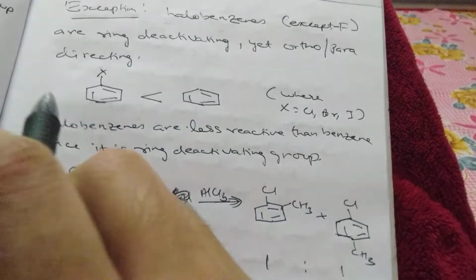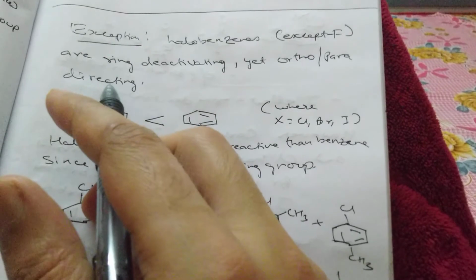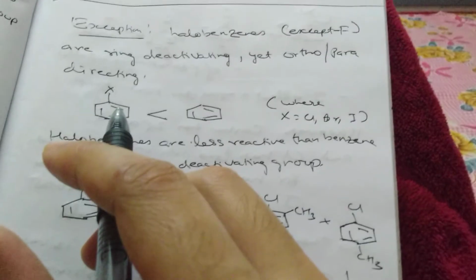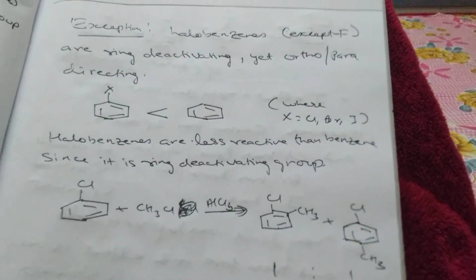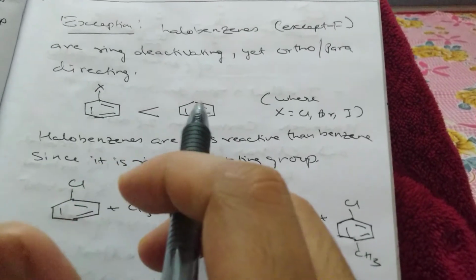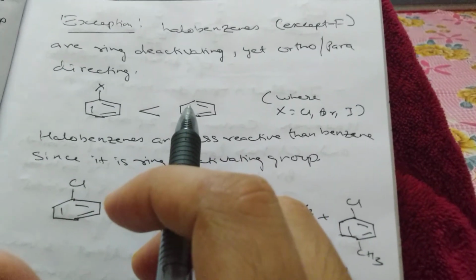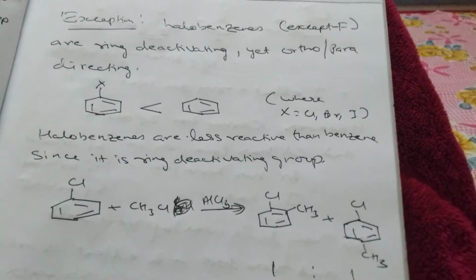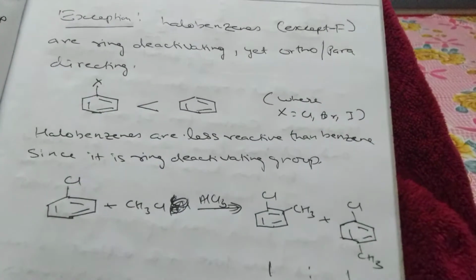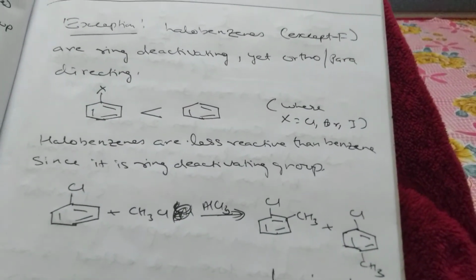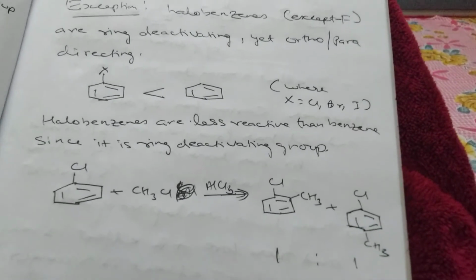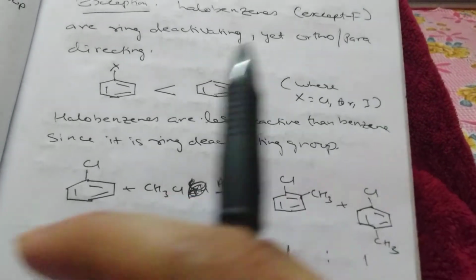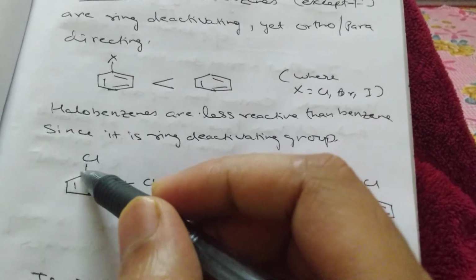What I mean to say is, ring deactivating means this reaction is much slower than the benzene ring. Benzene ring is the reference. So halobenzenes are much less reactive than benzene when you are doing an electrophilic substitution reaction. This one is less reactive, this one is more reactive. Clear? Now, why is it less reactive? And why is it ortho-para directing? It is less reactive because it has to be ring deactivating.